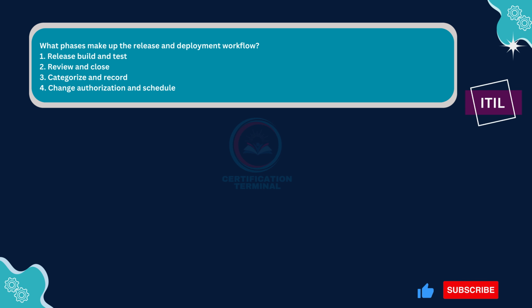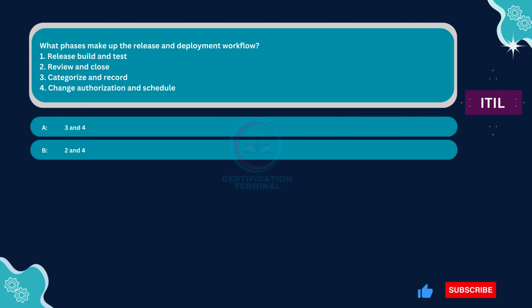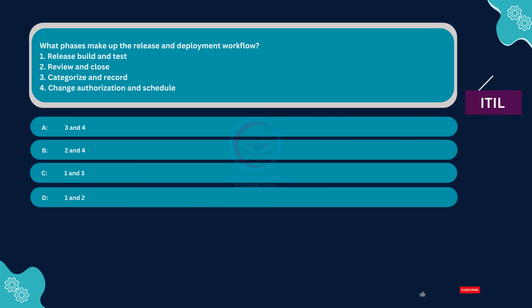What phases make up the release and deployment workflow? 1. Release, build and test. 2. Review and close. 3. Categorize and record. 4. Change authorization and schedule. Option A, 3 and 4. Option B, 2 and 4. Option C, 1 and 3. Option D, 1 and 2.